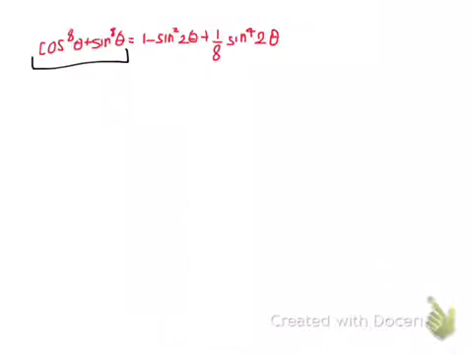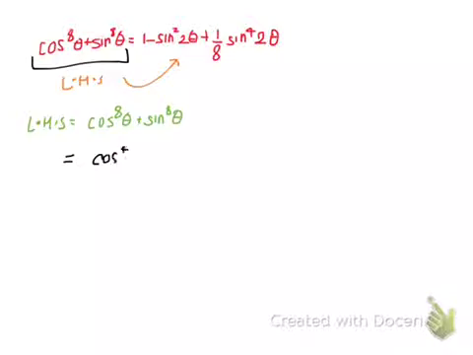To solve this question, at first I'm going to take the left hand side of this equation and try to solve for my right hand side. So here is my left hand side of the equation, which is cos to the power 8 theta plus sine to the power 8 theta. At first I'm gonna write it in form of cos 4 theta whole squared, and then sine to the power 4 theta, and then the whole squared.